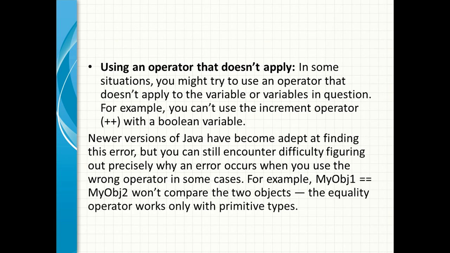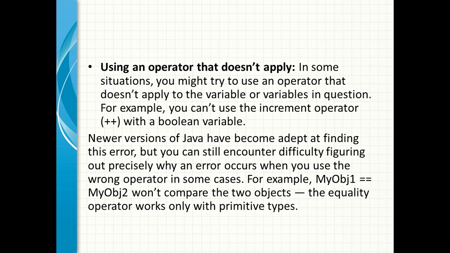Using an operator that doesn't apply. In some situations, you might try to use an operator that doesn't apply to the variable or variables in question. For example, you can't use the increment operator with a Boolean variable. Newer versions of Java have become adept at finding this error, but you can still encounter difficulty figuring out precisely why an error occurs when you use the wrong operator in some cases. For example, myObj1 == myObj2 won't compare the two objects.